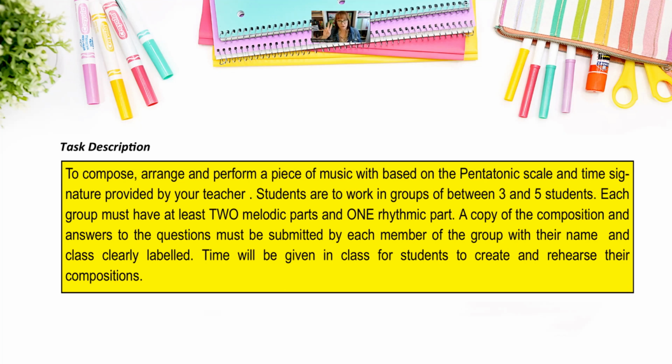Students are to work in groups of between 3 and 5 students. Each group must have at least 2 melodic parts and 1 rhythmic part. A copy of the composition and answers to the question must be submitted by each member of the group with their name and the class clearly labelled, because we've got all year 7s doing this. It's really easy to get them mixed up. And time will be given in class for students to create and rehearse their compositions.